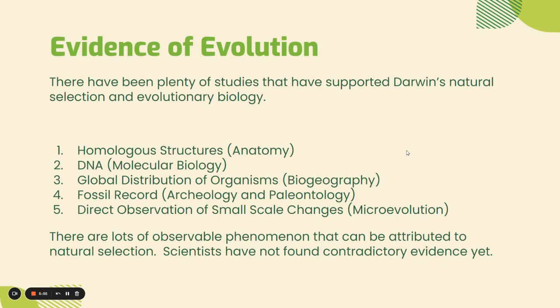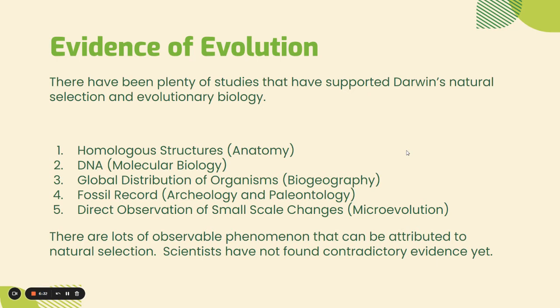We have lots of different evolution evidence that we can point to back up Darwin's theories. There have been plenty of studies that have supported his natural selection and evolutionary biology in general. The first thing is homologous structures, which is that every living mammal has similar structures in them, and you can see really great pictures of that. So, for instance, whales, primates, horses, all these different animals have the same kind of bone structure in their arms. It's a really cool picture to see side by side.